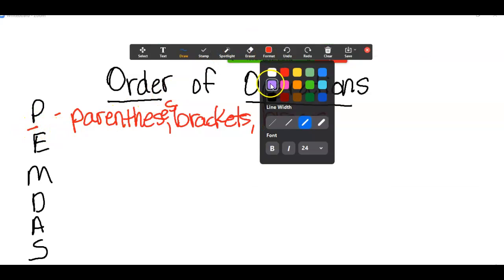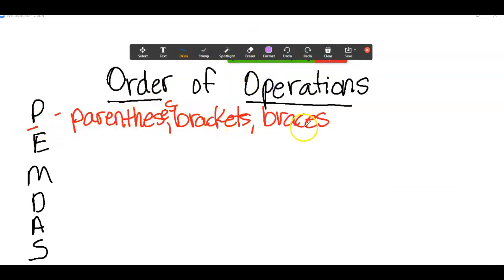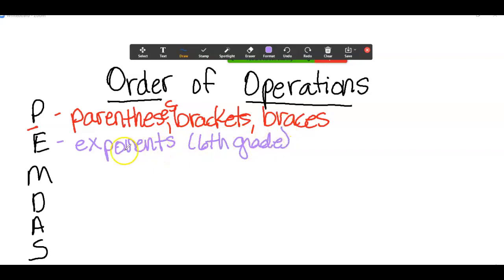The next thing we look at after we've done all of our parentheses, brackets, and braces is exponents. Exponents is actually not something we do in fifth grade. This is only for sixth grade, so I don't teach you exponents. However, when I'm talking about PEMDAS, I always tell you what that E is, and you'll tell me that E stands for exponents. That way, when you go to sixth grade and you're doing order of operations there, you'll already know that's where it goes, that's the order in which it goes.